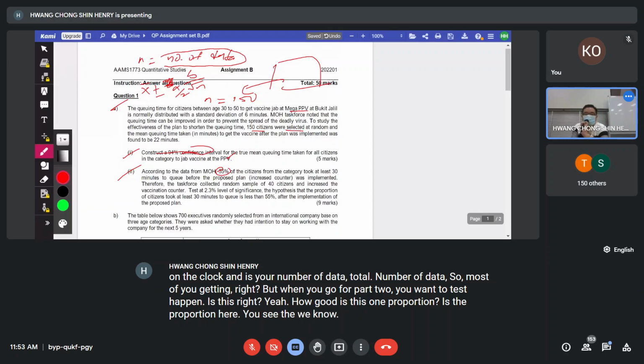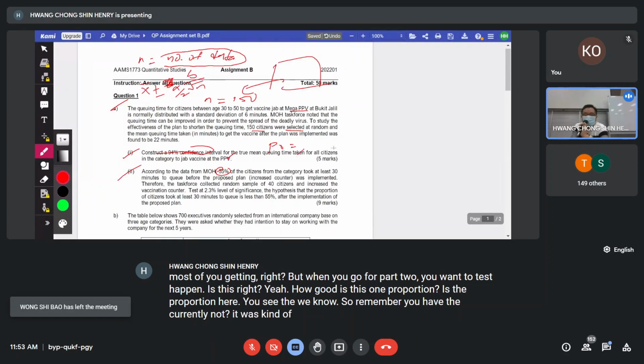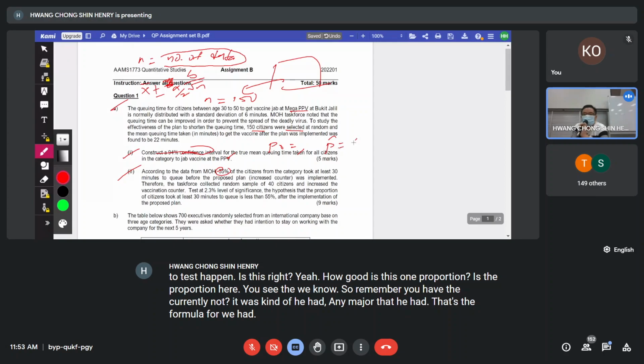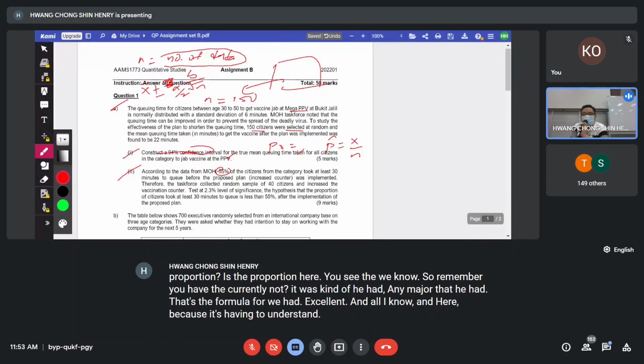Right now, remember, you have to find P naught, you have to find the P hat. Everybody measure the P hat. What's the formula for P hat? X over N. I hope by right now everyone gets ready because your exam is in 2 weeks' time. So see, this N is your N. What's your X? Sample.